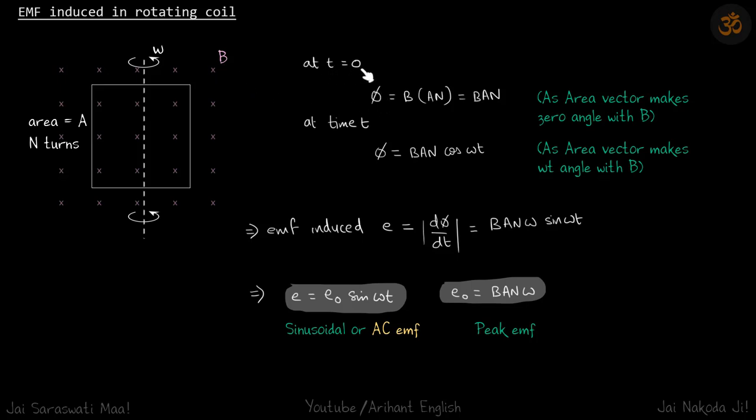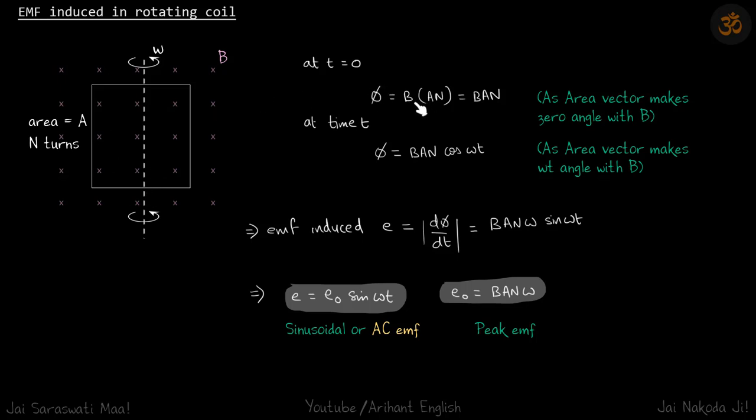So at t equals 0, the flux through this coil is area times B. So B times area, and there are N turns, so we multiply by a factor of N also. So phi at t equals 0 is BAN. Now at time t, the coil would have rotated by an angle omega t. So the area vector also would have rotated by omega t.